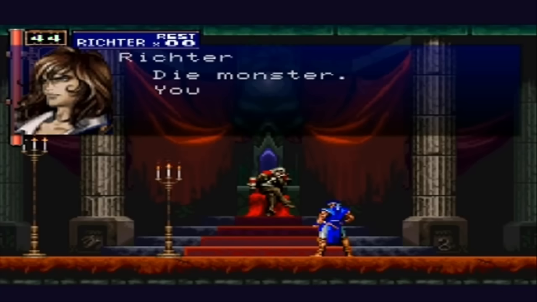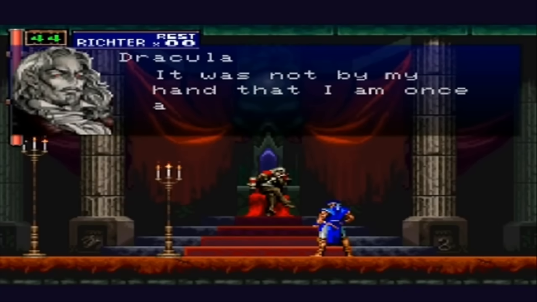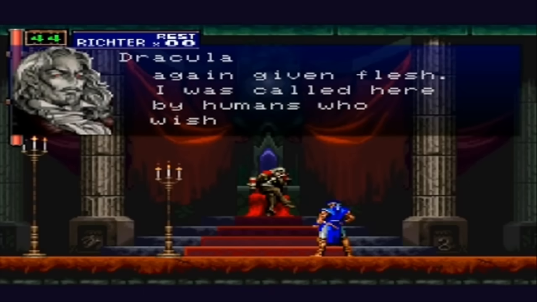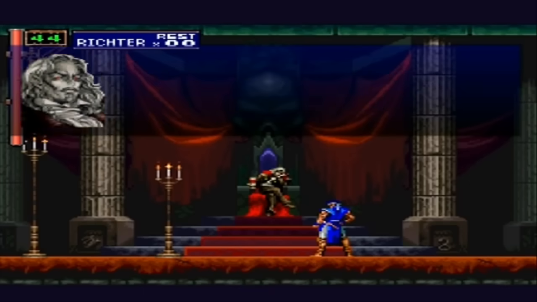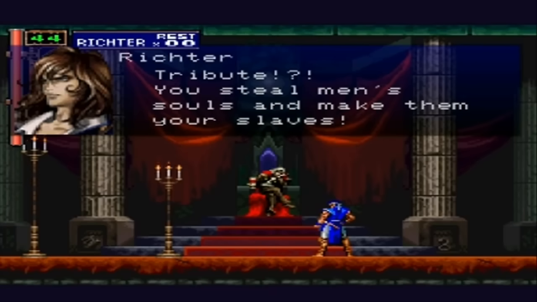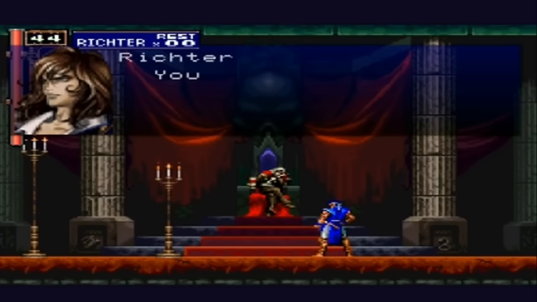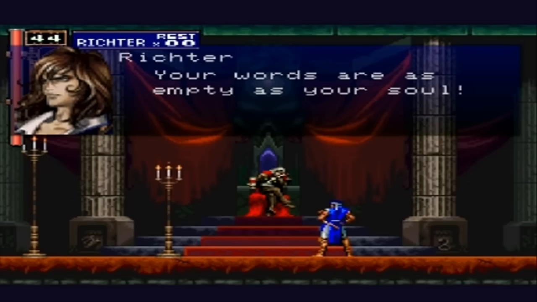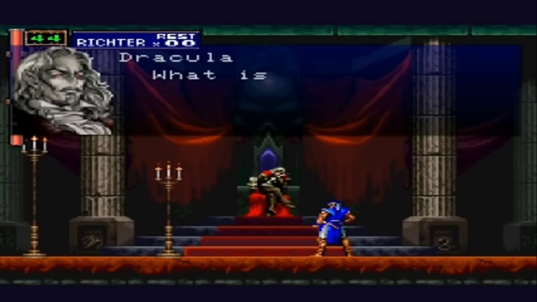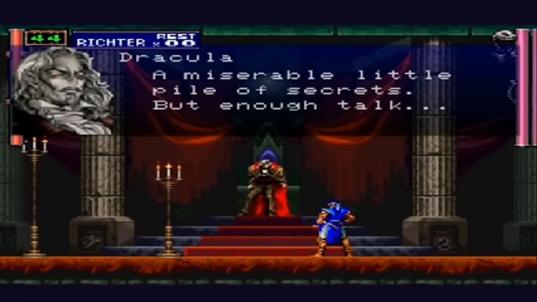Die, monster! You don't belong in this world! It was not by my hand that I'm once again given flesh. I was called here by humans who wish to pay me tribute. Tribute? You steal men's souls and make them your slaves. Perhaps the same could be said of all religions. Your words are as empty as your soul. Mankind ill needs a savior such as you. What is a man? A miserable little pile of secrets. But enough talk. How about you?